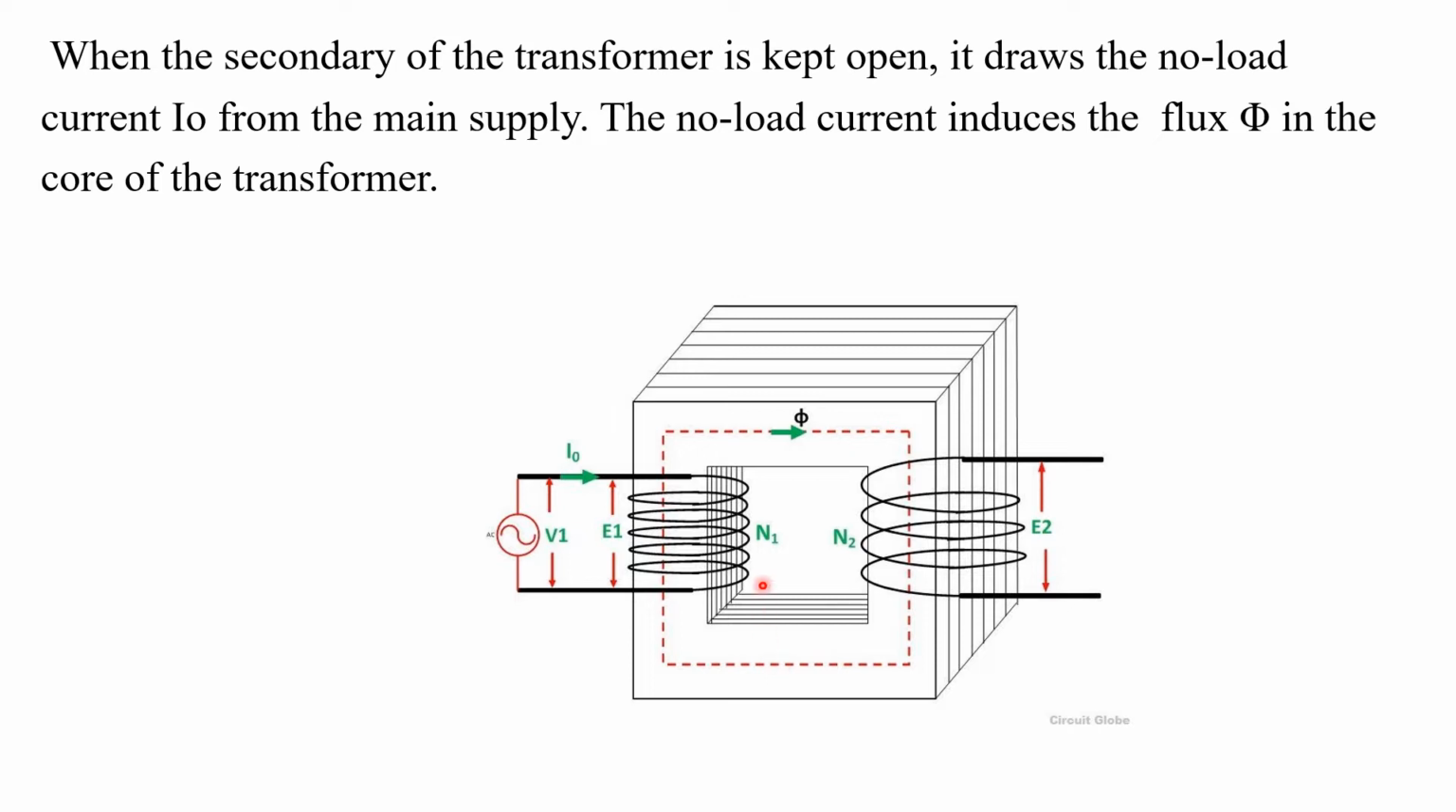We know that in no load condition, if V1 voltage is applied to the primary side, then the no load current I0 will start to flow. This leads to the formation of EMF in the primary side and hence the flux in the core, and that flux will be represented here as phi. The direction of flux will be this. So this is the no load condition. Already we have seen this.